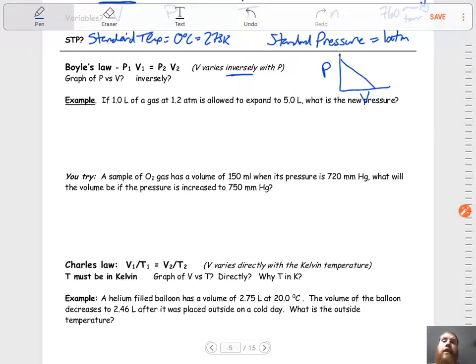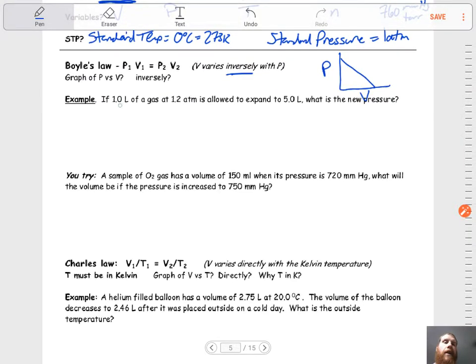You're going to see me work every single problem writing all my variables down. You should too. So here we go. We got 1 liter of a gas at 1.2 atm that is allowed to expand. Those are the key words, phrases you're going to see: allowed to, or changes to, or something like that.